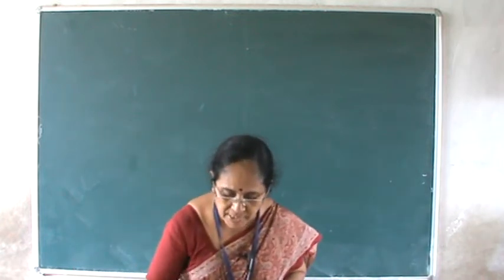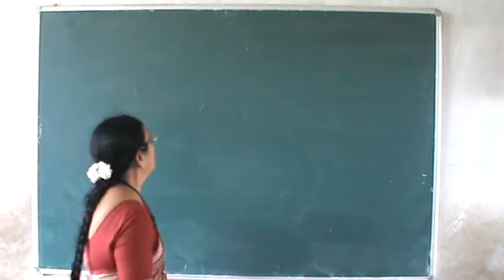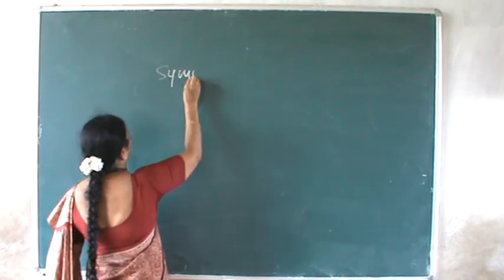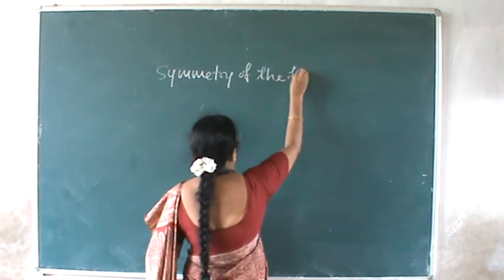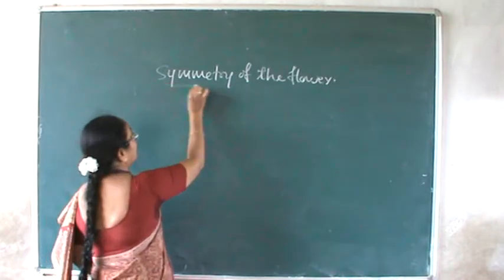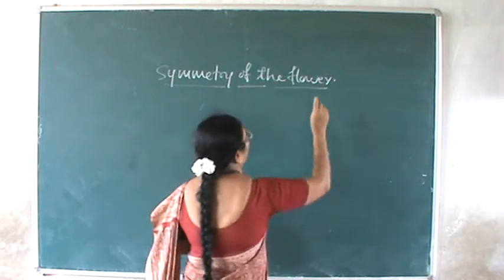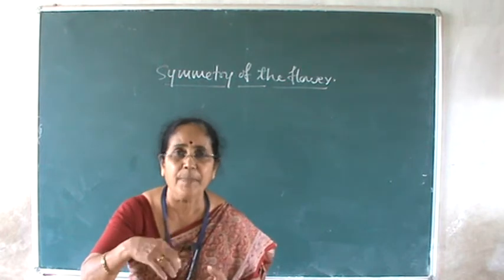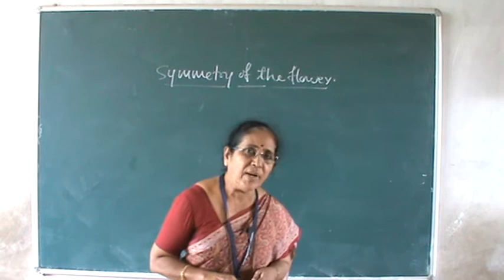The next word to describe the flower is whether the flower is regular or irregular. Or now we can start with the symmetry of the flower. Based on the symmetry of the flower. The symmetry means the arrangement of all parts. Proper arrangement. The arrangement of all parts: calyx, corolla, androecium, gynoecium. There is a proper arrangement of all these parts of the flower, and that is called symmetry.